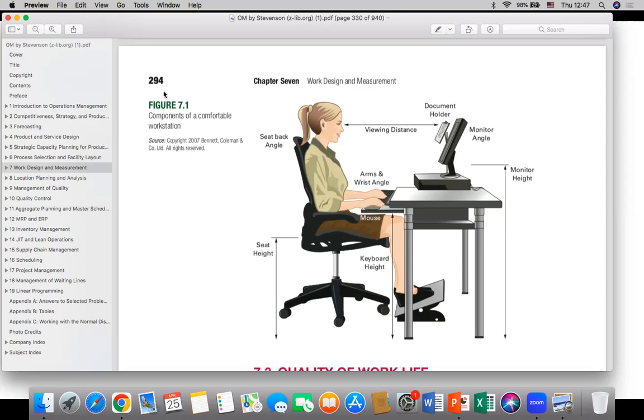So these are the components of a comfortable workstation. That means you must make the workplace workstation comfortable. That is known as ergonomics. And comfortable doesn't mean only comfortable for you. Comfortable also means that your productivity will improve. The ultimate target is improving productivity. And strategically, when we are talking about strategic operations management, it is increasing the profitability of the company.